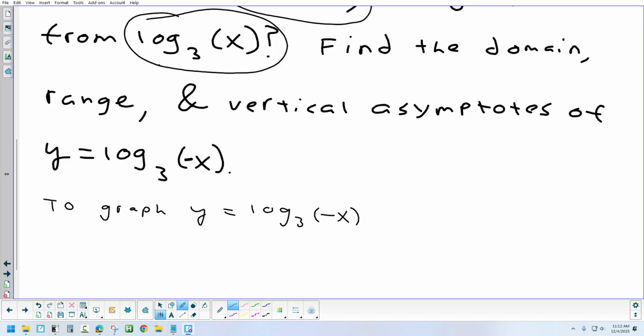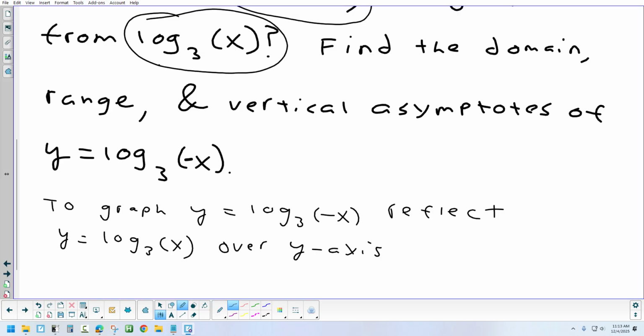What is the negative in front of the x going to do? Yep, reflected over the y-axis. Can you say it one more time? The y-axis. Yep. So to graph y equals log base 3 of negative x, reflect the original, y equals log base 3 of x, over the y-axis. Okay, so there's the first part.